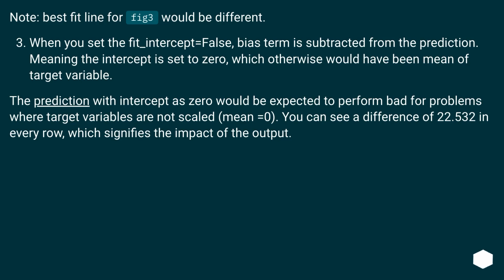Note, the best fit line for Fig 3 would be different. When you set fit_intercept equals False, the bias term is not added to the prediction, meaning the intercept is set to 0, which otherwise would have been the mean of the target variable. The prediction with intercept as 0 would be expected to perform badly for problems where the target variables are not scaled, mean equals 0. You can see a difference of 22.532 in every row, which signifies the impact on the output.